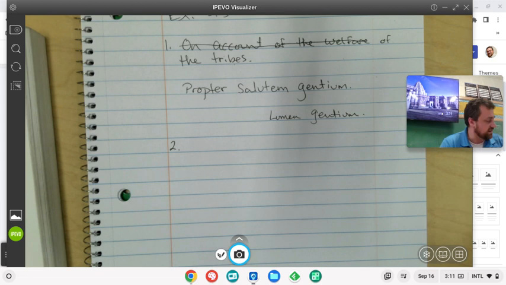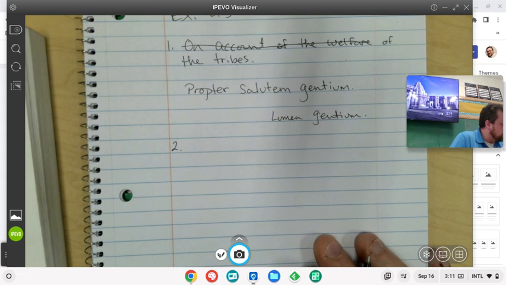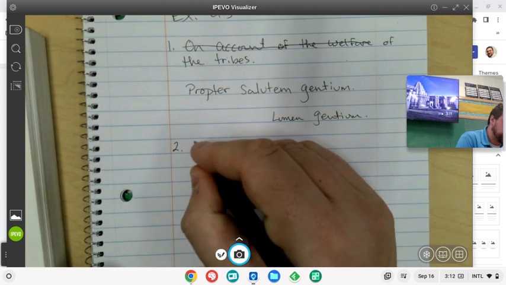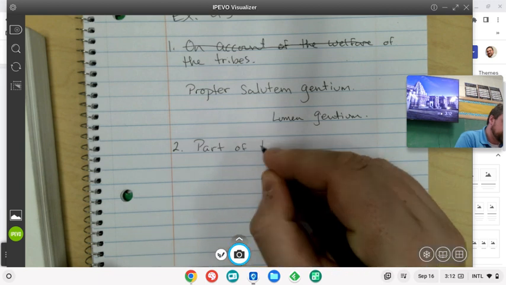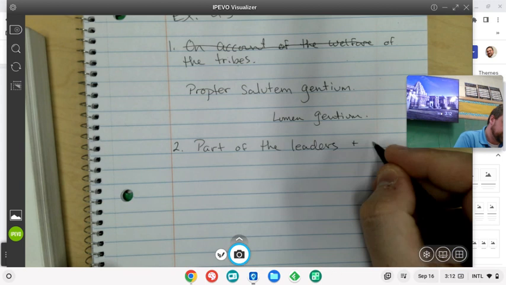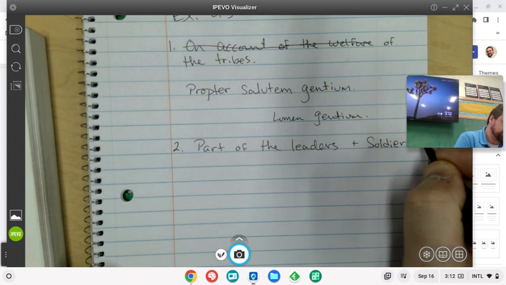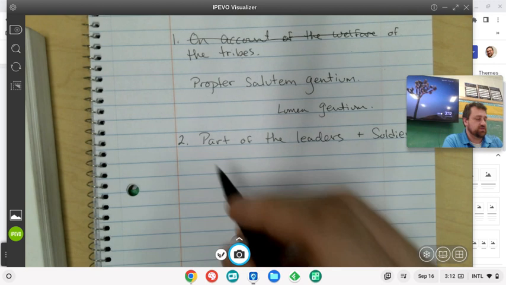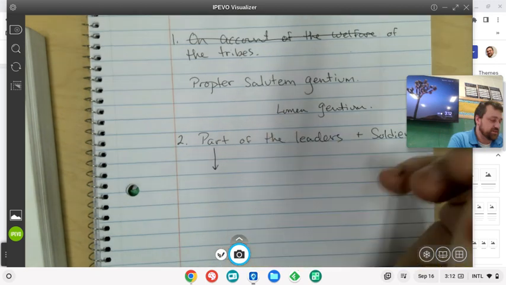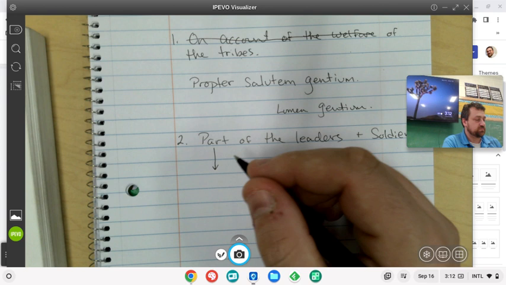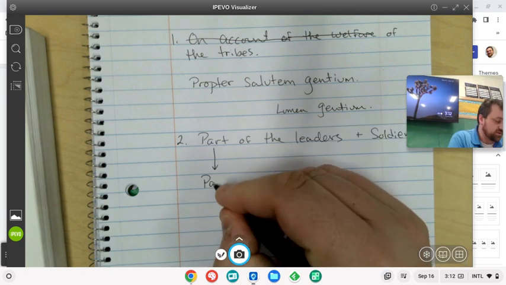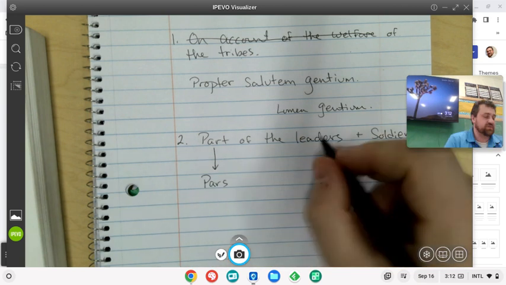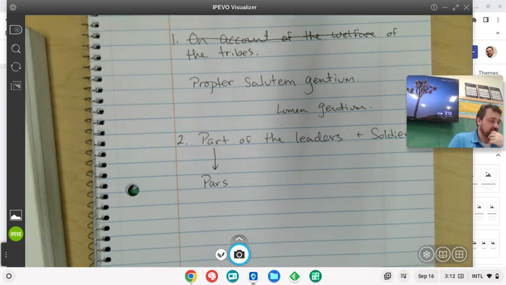All right, let's do number 2 from exercise 45. Part of the leaders and soldiers. Okay, so part is going to be in the nominative, and that's actually our model word. We're supposed to do pars, partis. So pars is our nominative, so part of the leaders and the soldiers.